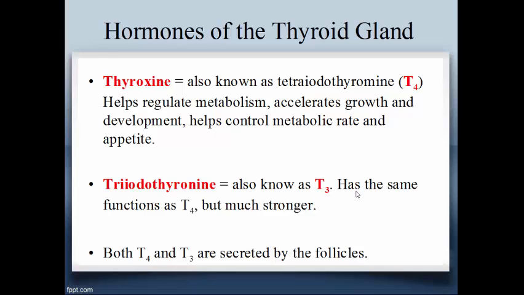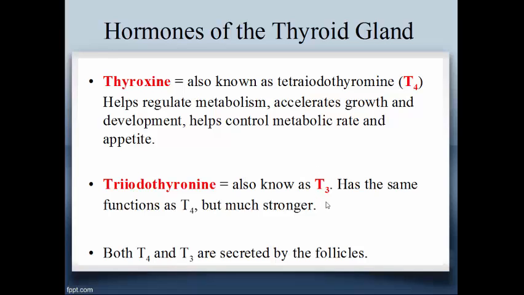The first one, thyroxine. Its full name is T4, or also called tetraiodothyronine. It's just more convenient to say T4. This will help regulate metabolism, accelerate growth and development, and also helps to control metabolic rate and appetite. Something very similar to T4 is T3, triiodothyronine. It has the same functions as T4, but T3 is much, much stronger. Now usually these are referenced collectively as just thyroid hormone, even though they are 2 separate, chemically different structures. That's why I have them divided up as T4 and T3. So same functions, help control appetite and metabolism and accelerate growth, but T3 is much, much stronger.